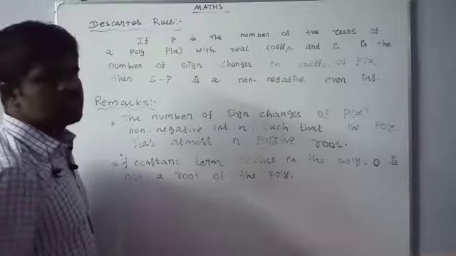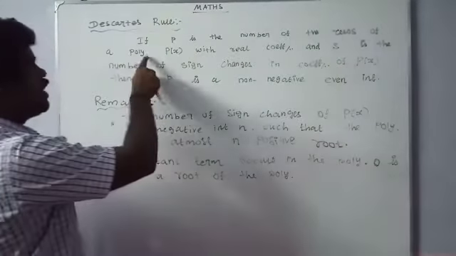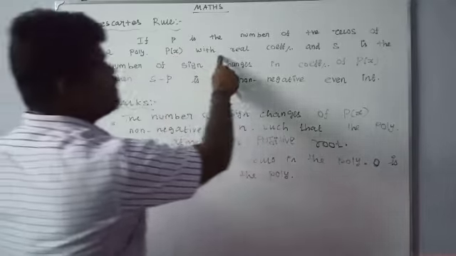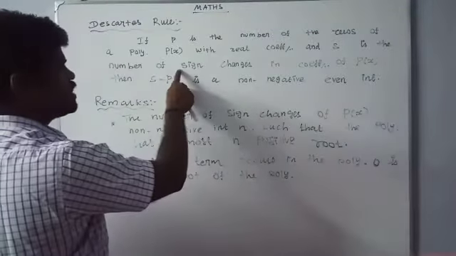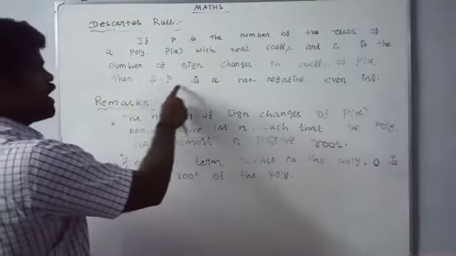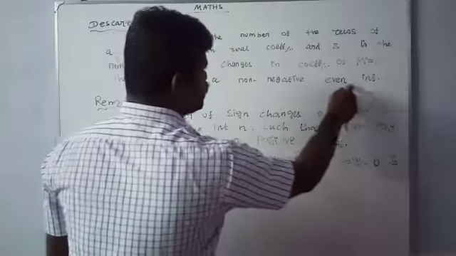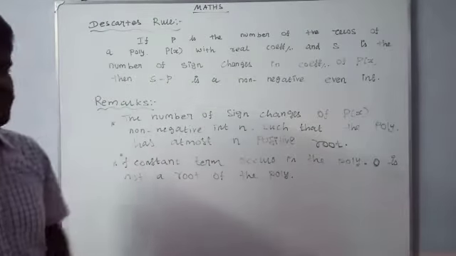Descartes rule means if p is the number of positive zeros of a polynomial p of x with real coefficients, and s is the number of sign changes in the coefficients of p of x, then s minus p is a non-negative even integer. Right? This is the Descartes rule.